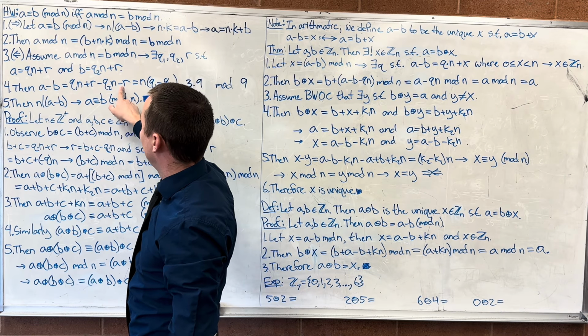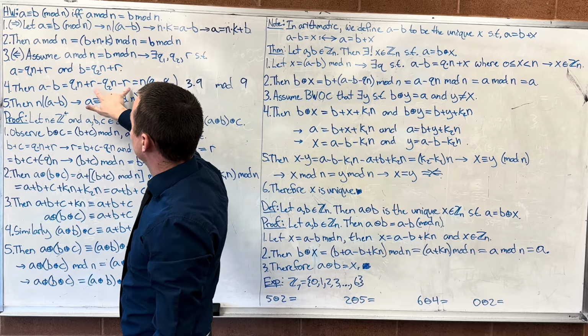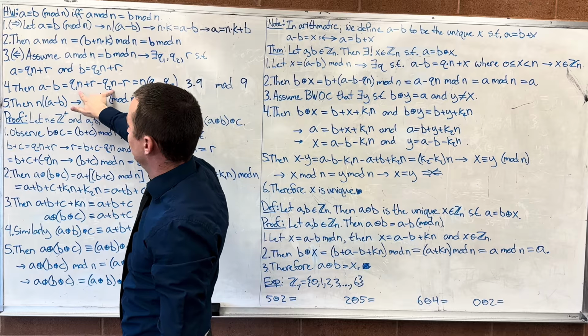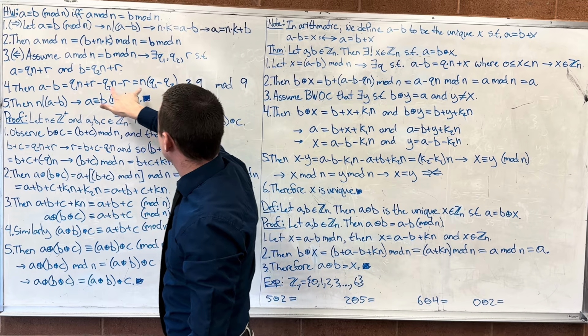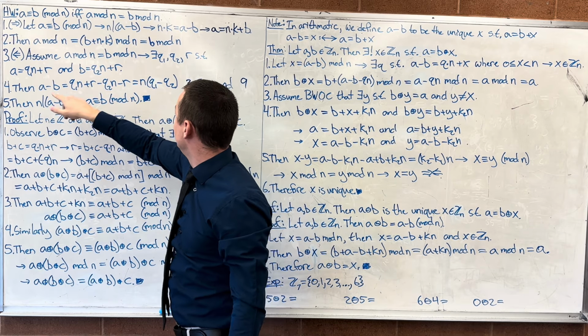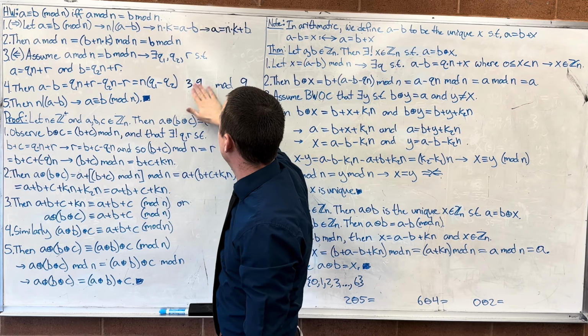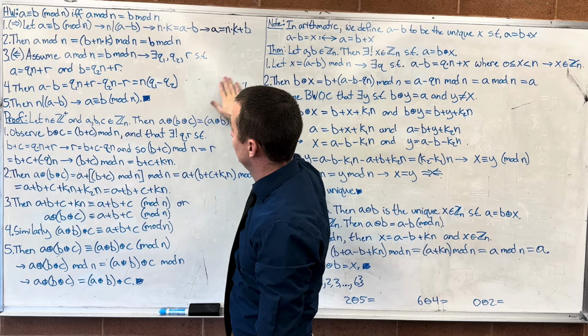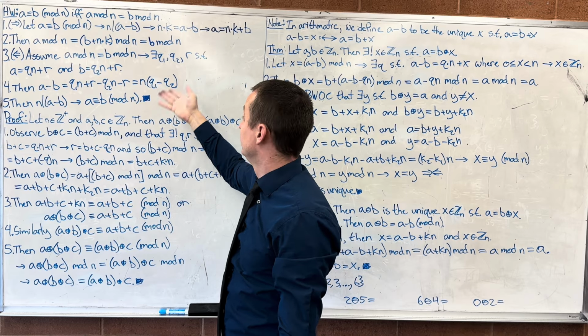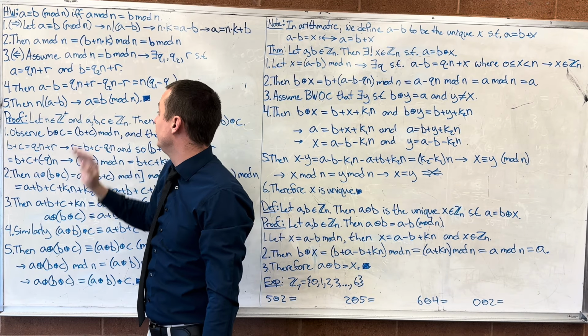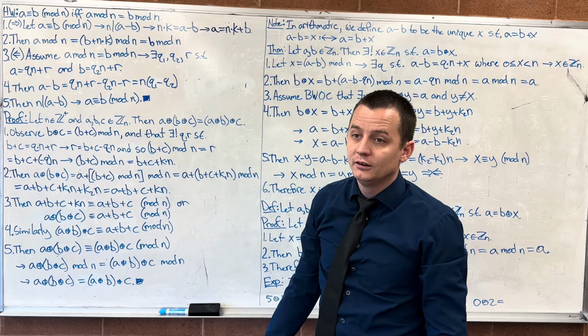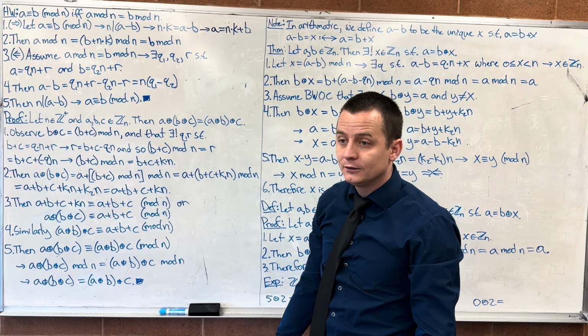Positive r minus r is 0. So those go out, so we're left with just these two terms. Factor the n out. So a minus b is equal to n times some integer. So n divides a minus b, or in other words, a is congruent to b mod n. So there was your homework problem. Cool.